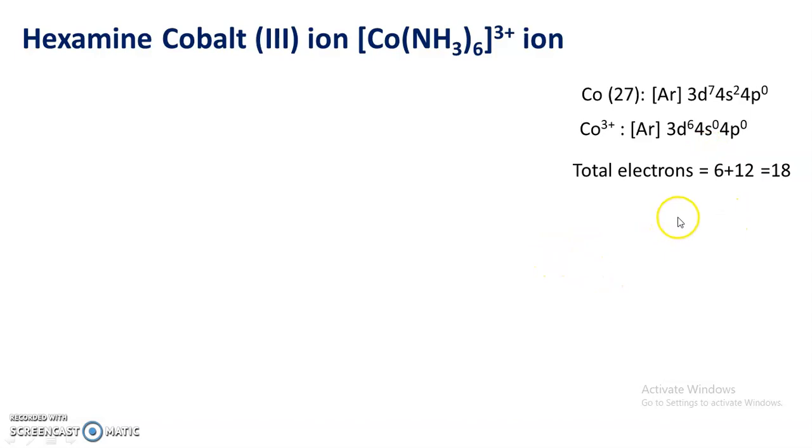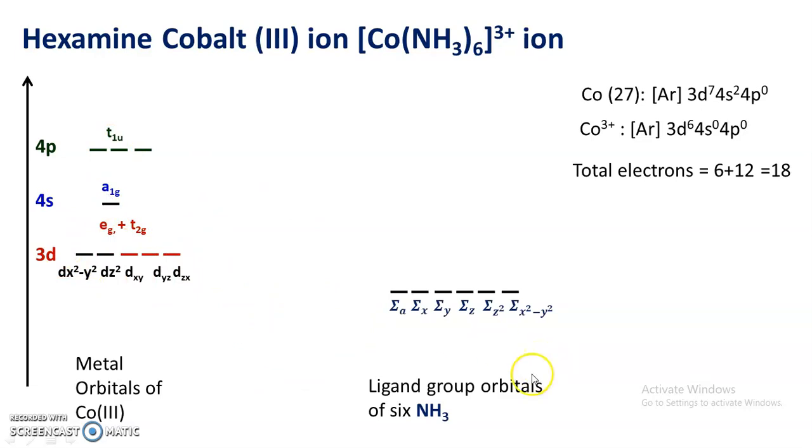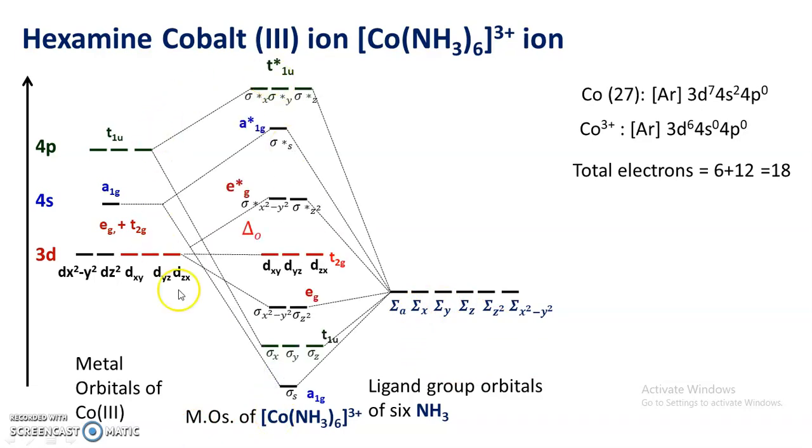Total number of electrons are 6 plus 12, that is 18. Out of 18 electrons, 6 electrons are contributed by cobalt 3+ and 12 electrons are contributed by 6 ligands. Now, in the molecular orbital diagram, energy increases from bottom to top. These are the metal orbitals of cobalt 3+: 3d, 4s, 4p, that is Eg plus T2g, A1g and T1u. To the right side of the diagram, there are ligand group orbitals of 6 NH3 ligands, and at the center there are molecular orbitals of hexaamminecobalt(III) ion, and this is the entire molecular orbital diagram for hexaamminecobalt(III) ion.